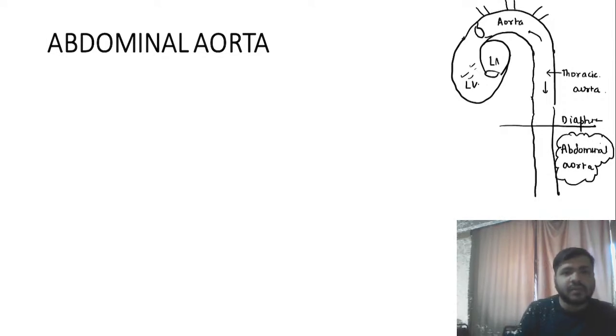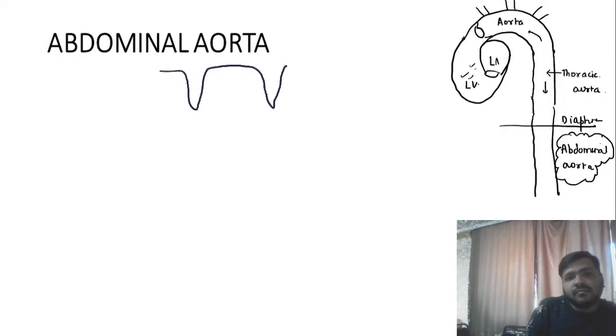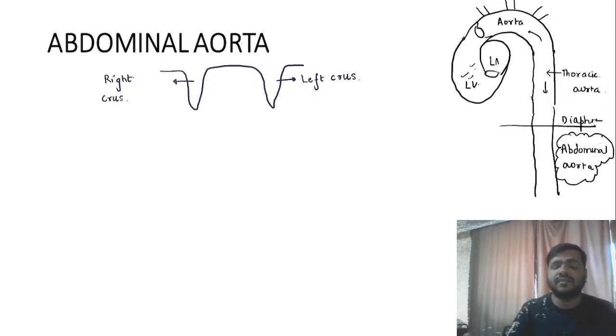Now, the abdominal aorta comes from the diaphragmatic opening between the left crus and the right crus of the abdomen. We have two crura: this is the left crus of the diaphragm, and anatomically this is the right crus of the diaphragm. So the diaphragm has the left crus and the right crus.